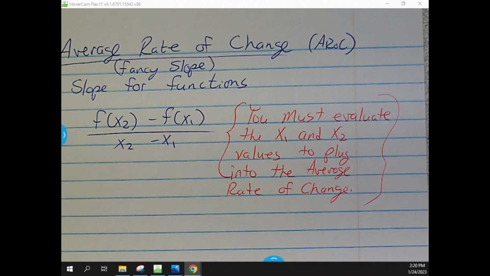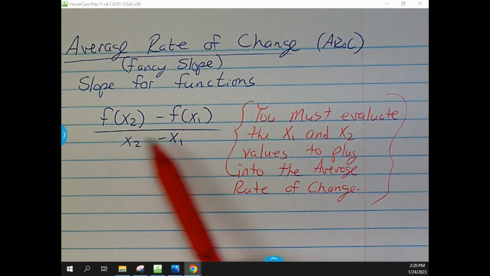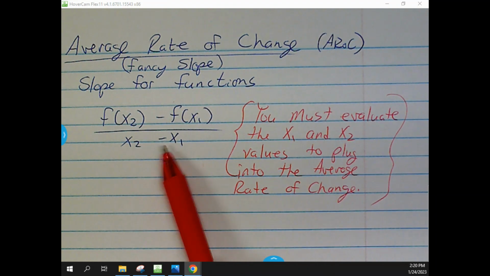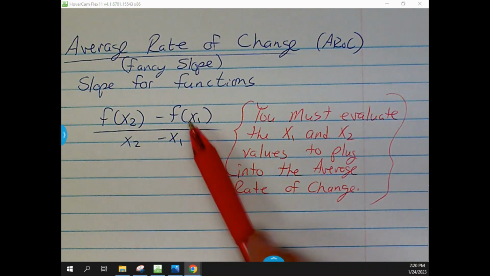Okay, so the big difference on this one is that when we did slope, they gave you y2 and y1 and x2 minus x1. For this one, you're going to be given x1 and x2. You have to take those two numbers and plug them back into the function to then figure out what these two things are.